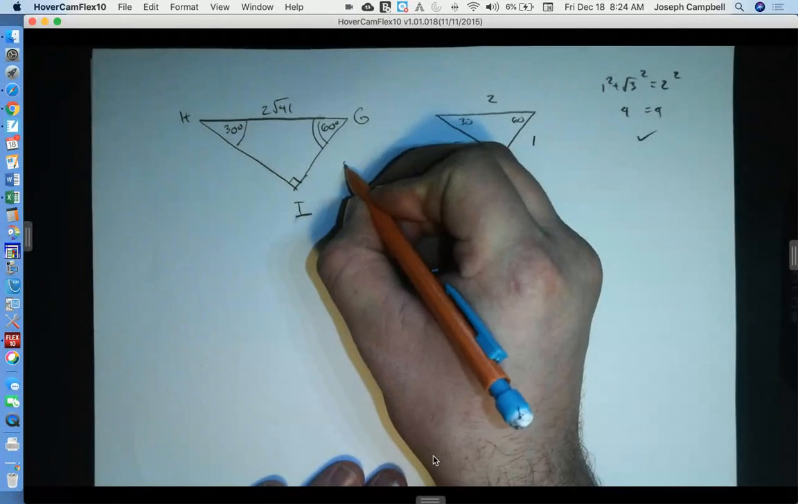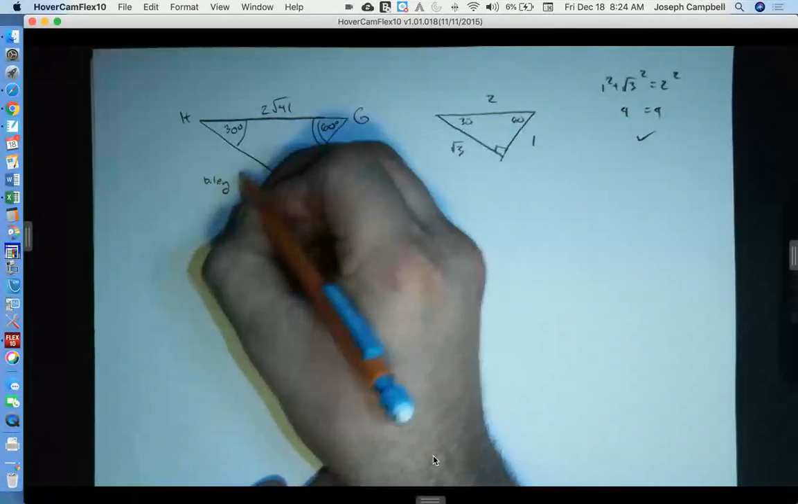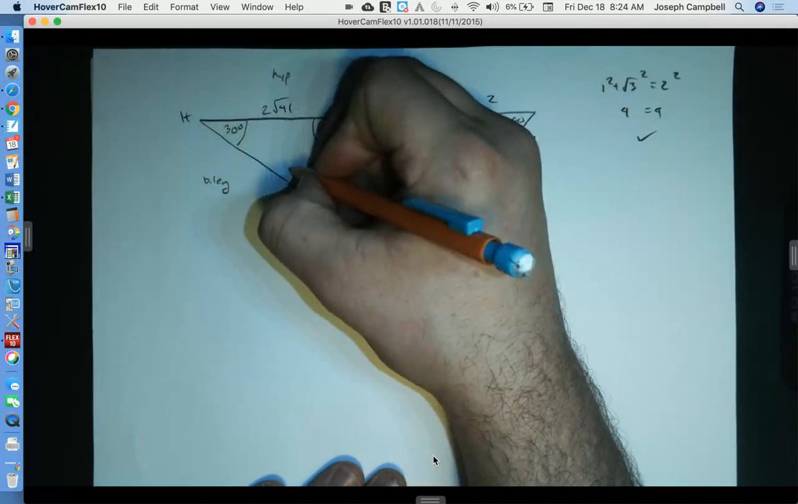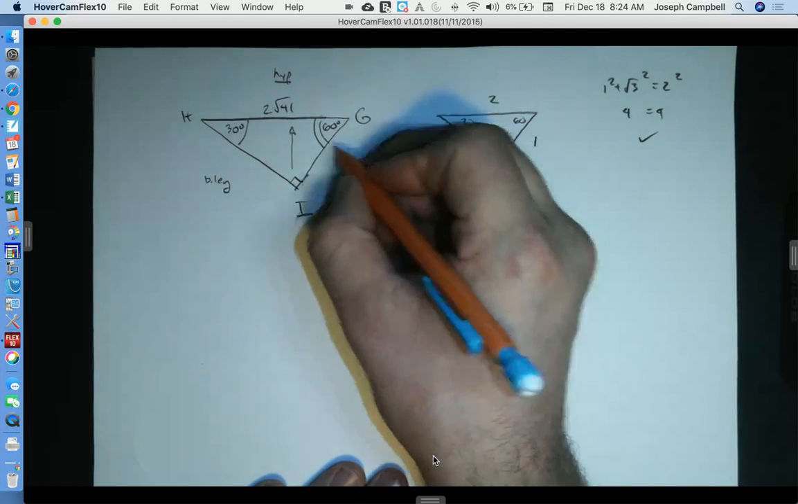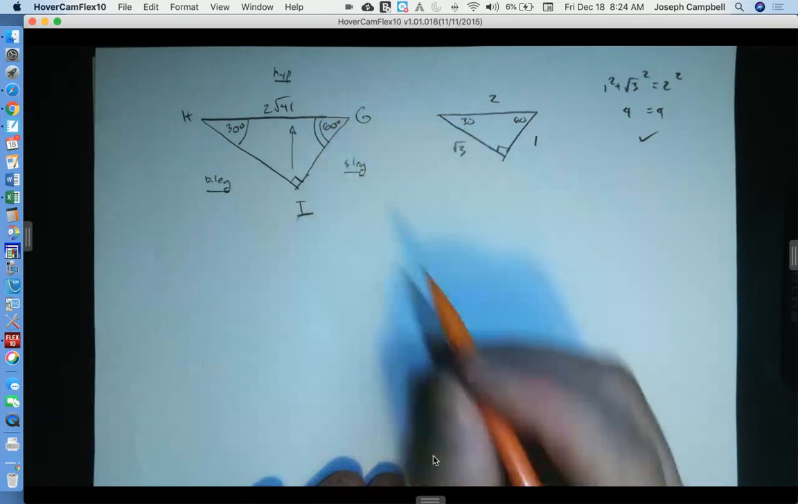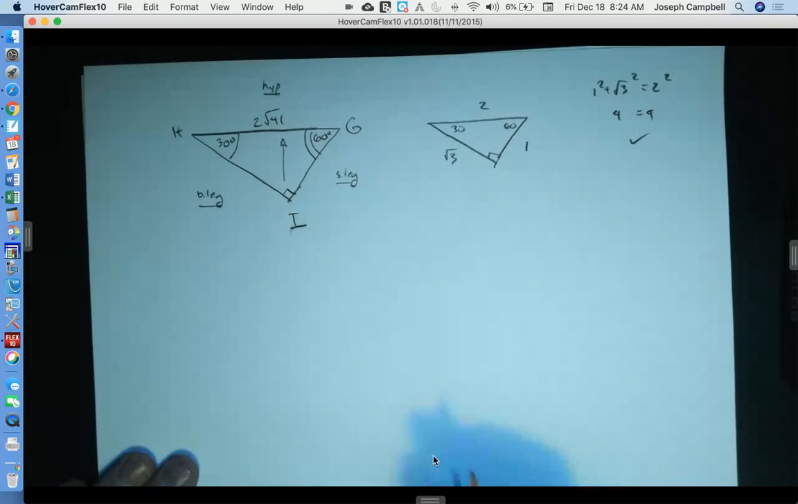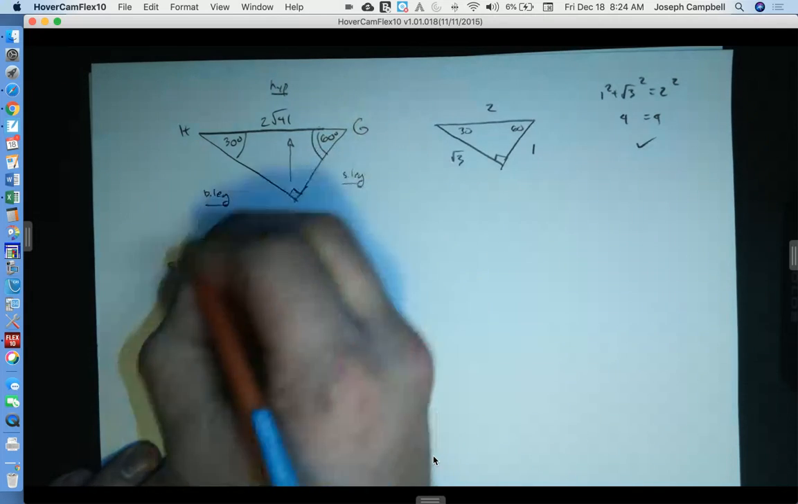Remember, this is the small leg. This is the big leg. This is the hypotenuse. Hypotenuse is always opposite 90 degrees. The small leg is always opposite the smallest angle, and the big leg is always opposite the medium angle. So let's take the ratio of small leg to hypotenuse.